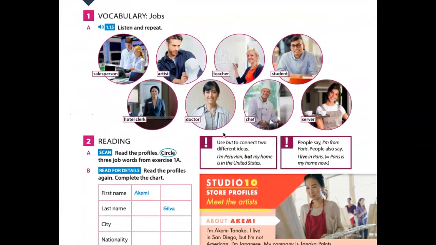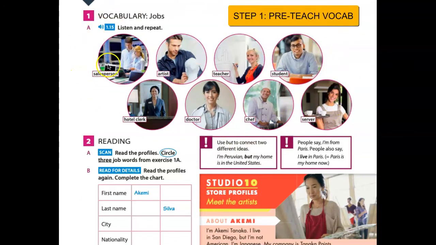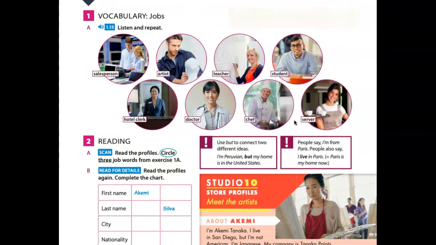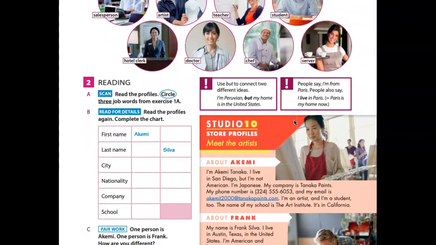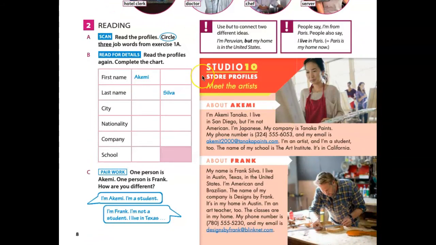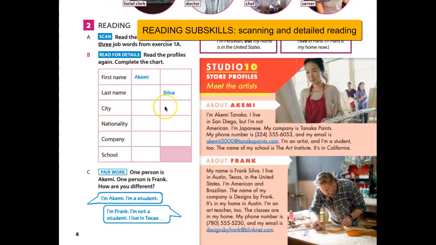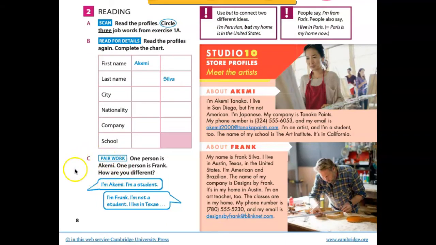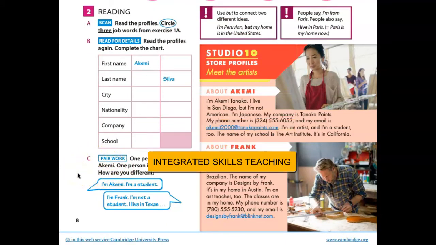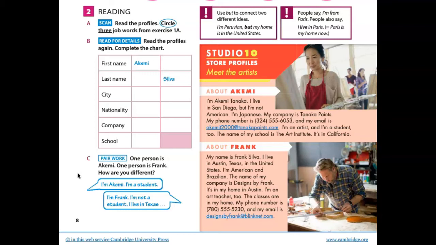Okay, here, reading. First, pre-teaching of vocabulary, because you need to contextualize the reading. Then, as you can see, it is really clear for you teachers what you are going to practice with your students. Obviously, you will do a reading for the main idea first, and then you're going to practice scanning and reading for details by completing the table here. Okay? Then you move on to pair work. Why? Because you're integrating skills, reading and then speaking. Okay? Now, writing.